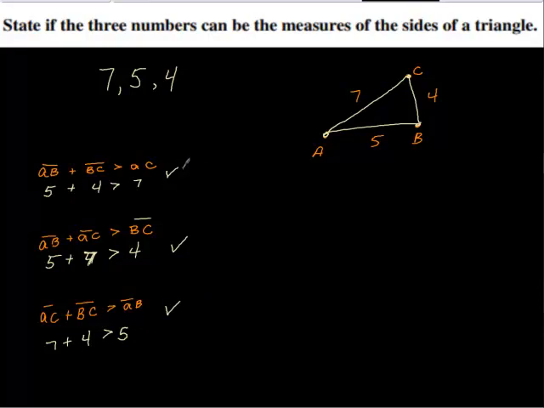So these three conditions, if your teacher, professor, or whoever you're doing this course with asks for proof, this is what your proof looks like. This is the proof. And the answer is yes, these three lines can make a triangle.